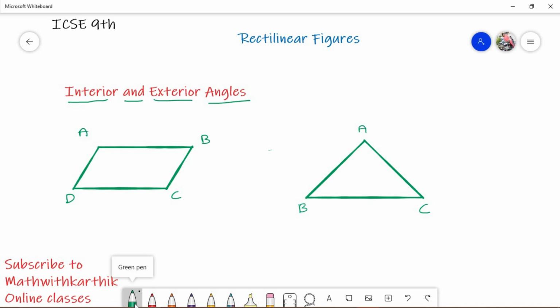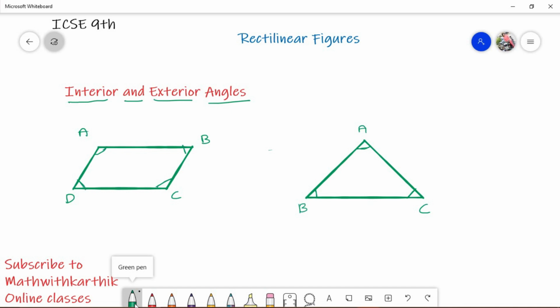Interior angles are the angles which are present inside. So this is one interior angle, this is one interior angle, and this is one interior angle. Here this is one interior angle, this is one interior angle, this is one interior angle, and this is one interior angle.